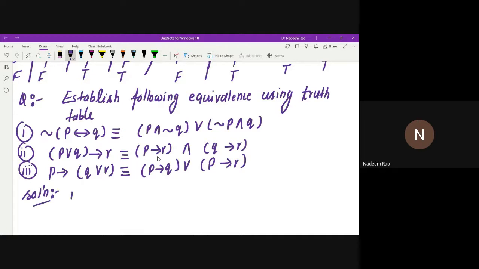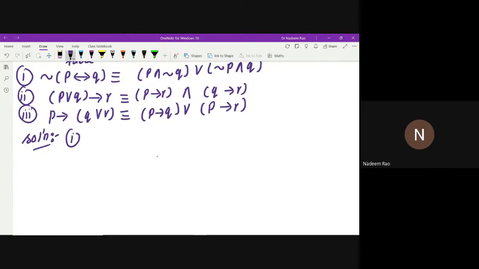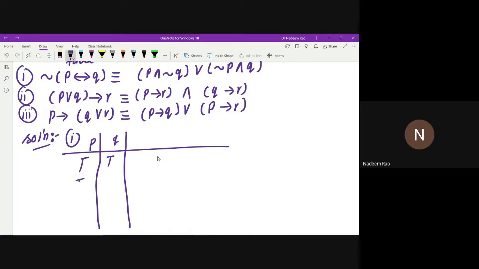and the first one is P, Q. The possibilities are true, true; true, false; false, true; and false, false. At the same time, we find the negation of P. We'll need it. That is false, false, true, true.